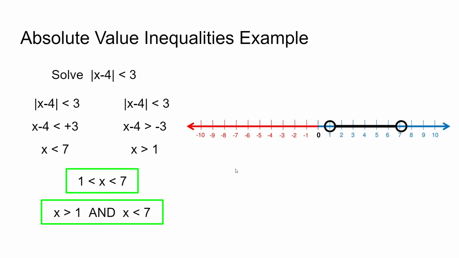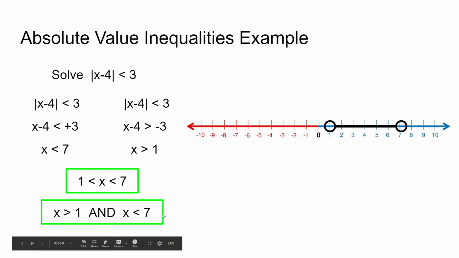Okay, let's look at an example. This problem is asking us to solve the absolute value of x minus 4 is less than 3. We'll first write the original problem, and then we'll separate it into two different equations. The first will be the same, and the second we will make the right side negative and flip the sign. Then we add 4 to both sides, and then we get our solution: x is greater than 1 and x is less than 7. We graph this by putting the 2 points down and drawing a line in between it because it is an and.